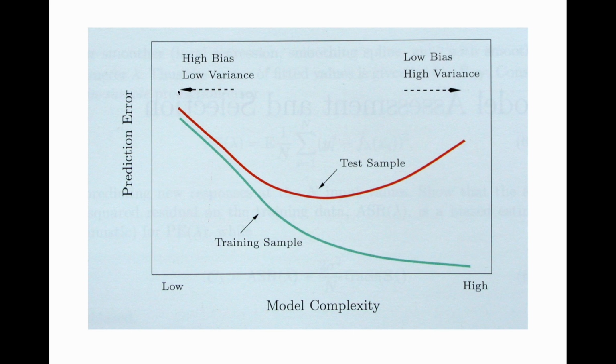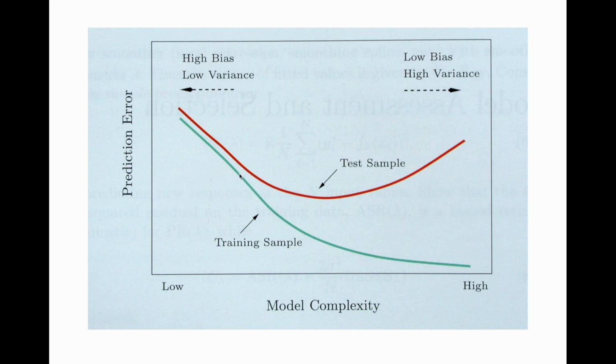On the left hand side, when we start, because our model is too simplistic, both our training and test error will be high, correct? Why will it be high? Because we are not fitting the data properly. The data is far more complex than what we are trying to fit with a straight line, with a very simplistic model, right? So this particular region is the high bias region, right? And the errors will be high.